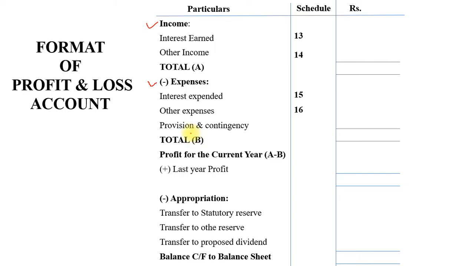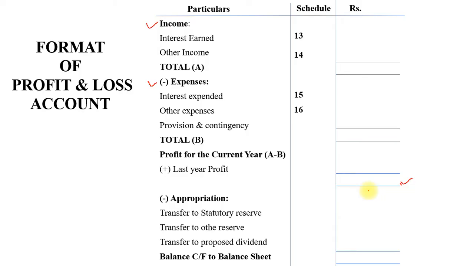Once you minus your expense from your income, you will get profit for the current year. That is A minus B. Add last year's profit if any, and that will give you your profit. Now from that profit you will minus our appropriation, which is basically transfer to statutory reserve, transfer to other reserves, and transfer to proposed dividend if there are any transfers given. So from the profit, when you minus your appropriation, we will get our final answer as balance carried forward to balance sheet. Okay, so this is basically the format of your profit and loss account.